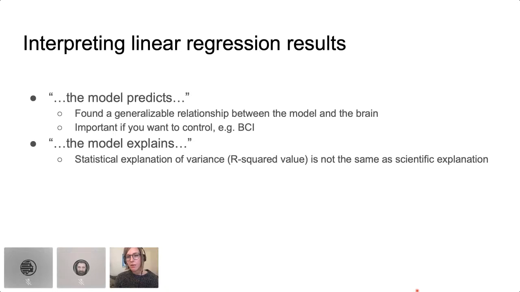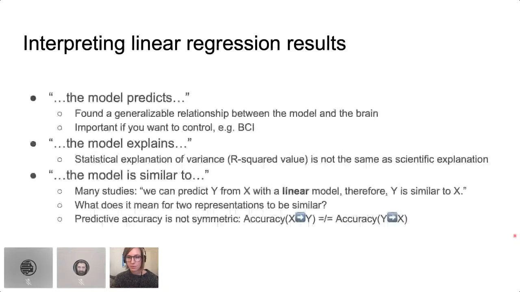And lastly, there are several studies that claim that because we can predict Y from X, that X is similar to Y. So because we've used linear regression, we can say that there is a relatively simple linear relationship between these two representations. If we were using nonlinear regression methods instead, we might be less inclined to say that the representations are similar because there'd be a more complicated function relating them.